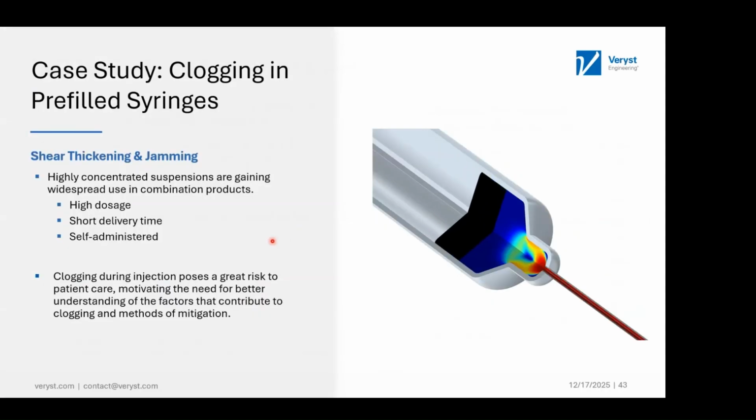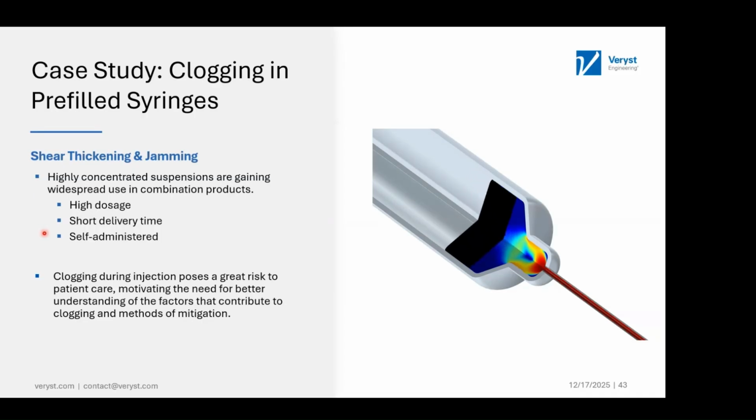And so using a model such as that, we can now solve flow problems involving dense suspensions. So the example I'll touch on is an example very important in the pharmaceutical industry and the combination products industry, which is clogging in prefilled syringes. So I already mentioned that for many combination products, the trend nowadays is turning towards highly concentrated injectables. Obviously that has advantages. You can inject at high dosage with shorter delivery times. It's very convenient. The problem is you increase the risk of clogging in prefilled syringes.